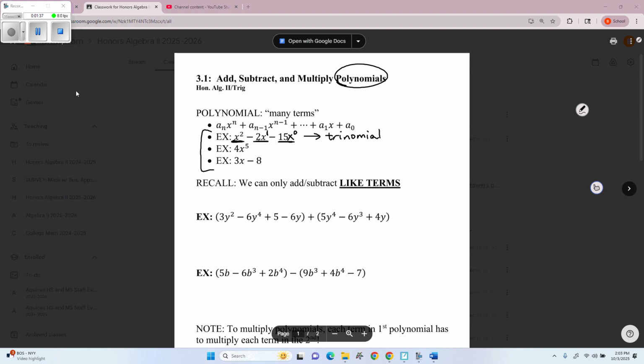In our next example, we really only have 1 term. So this also has a unique name for it. We would say this is a monomial.